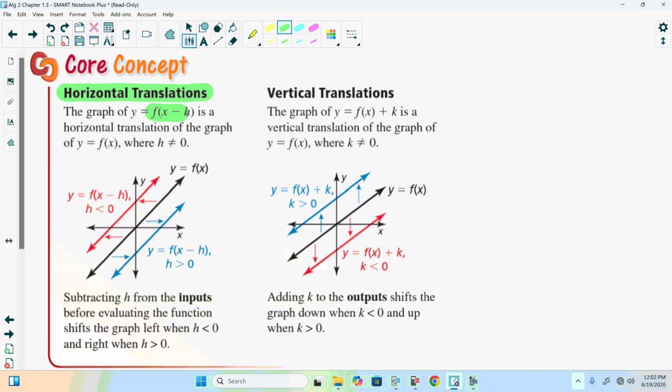horizontal translation, the general form is f of x minus h. So when we talk about applying a horizontal translation, moving the function left or right, we're doing a translation of f of x minus h. The other one we have is a vertical translation, which is going to be our f of x plus k. Horizontal is our left, right. Vertical is our up, down.